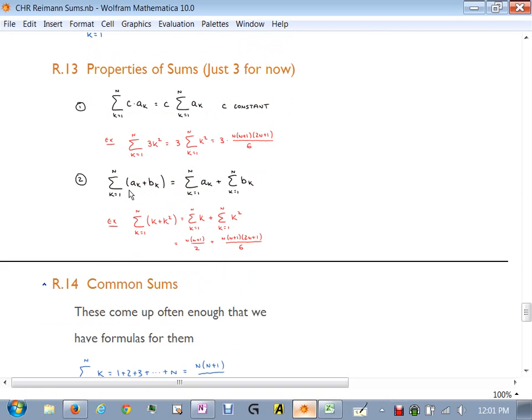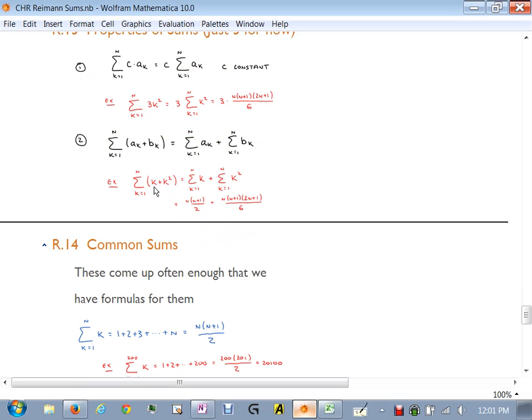This one right here says that if you have a sum and you have 2 different things being added up, a sub k, b sub k, you can break them into 2 separate sums and add them together. This also works with subtraction. So if I have the sum of k plus k squared, from 1 to n, I can split it up into the sum of k from k equals 1 to n plus the sum of k squared from k equals 1 to n, then apply the formulas to each one of those, and I can get the answer. Make sense? You just have to know that that's allowed, okay? You can't just assume it is.